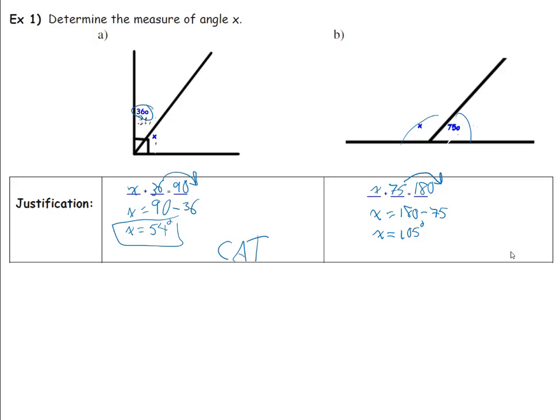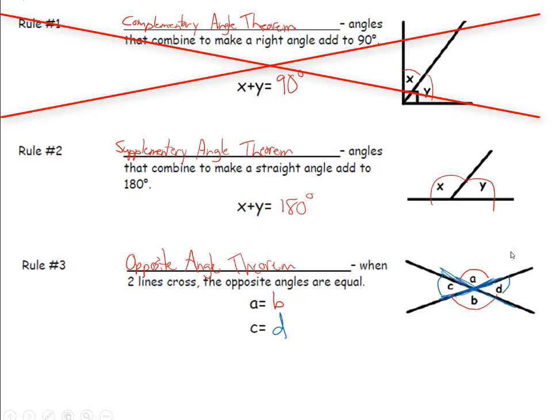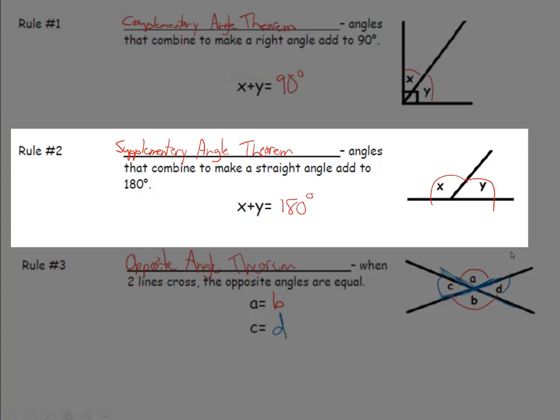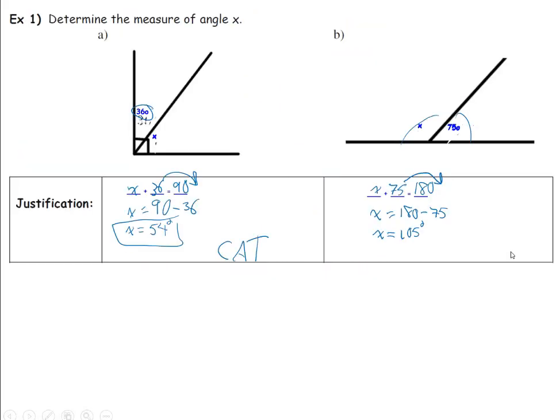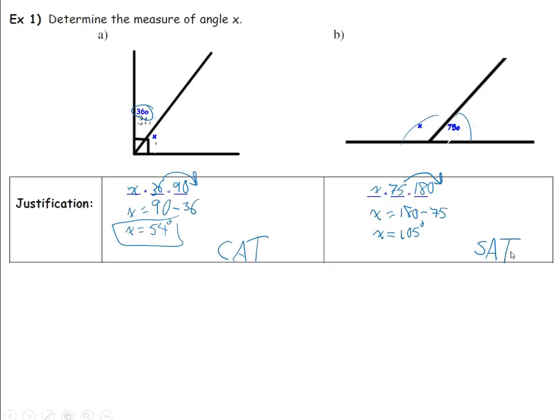And which justification is this? Which rule did I use to solve that? Well, if I go back, it's not in a corner, so it's not CAT. It is a straight line, so it's SAT. Supplementary angle theorem. SAT on a straight line. Cat's in the corner, sat on the line. If that helps you remember, you can feel free to use that. So cat on the left, sat on the right. And let's move on to our next examples. We have 3 more examples coming up.